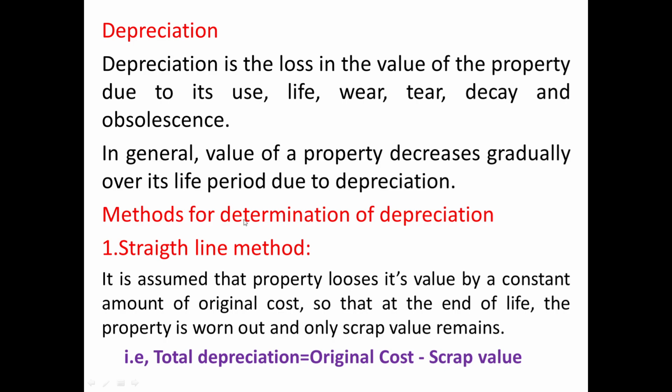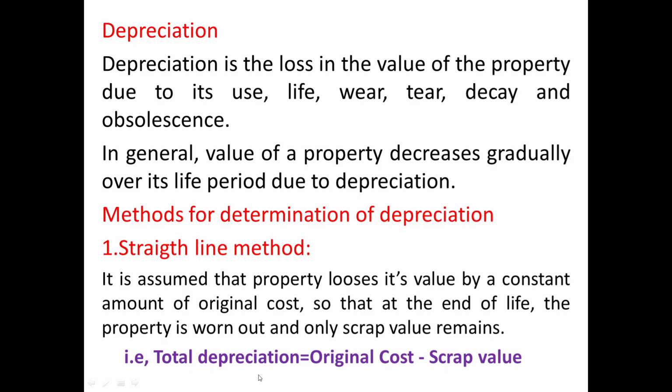And how to work out the depreciation? So there are three methods. We will discuss one by one. Now let us consider first method, that is straight line method. It is assumed that the property loses its value by a constant amount of original cost, so that at the end of life the property is worn out and only scrap value remains.